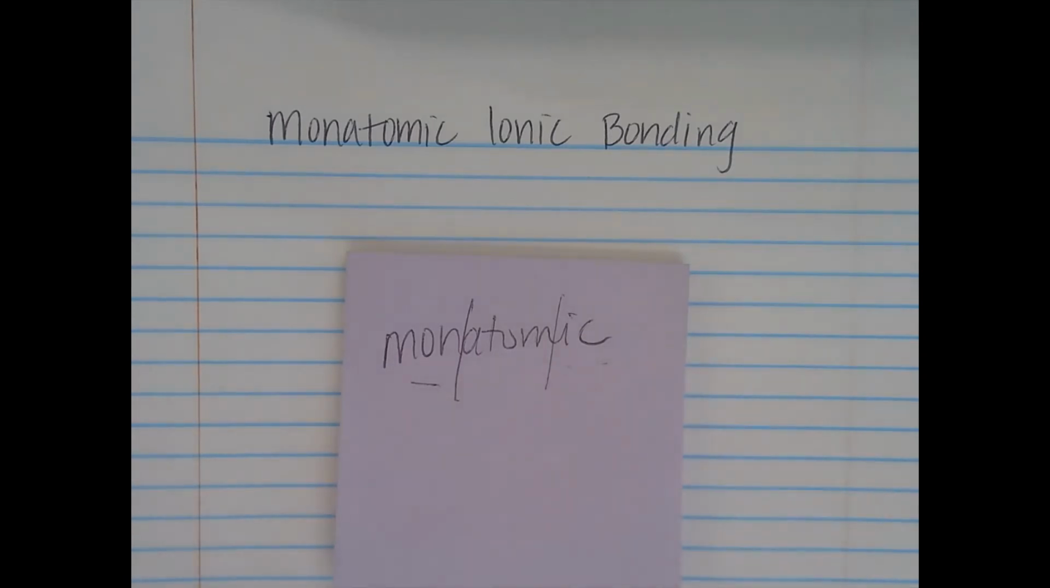So what we're talking about with monatomic ionic bonding is we're looking at formulas where there's only one element as our cation and one element as our anion. When we get to polyatomic in a few days, then we'll be looking at things that have more than one element. Okay, but today we're just looking at our main group representative elements, the A group, and what kind of things they form.